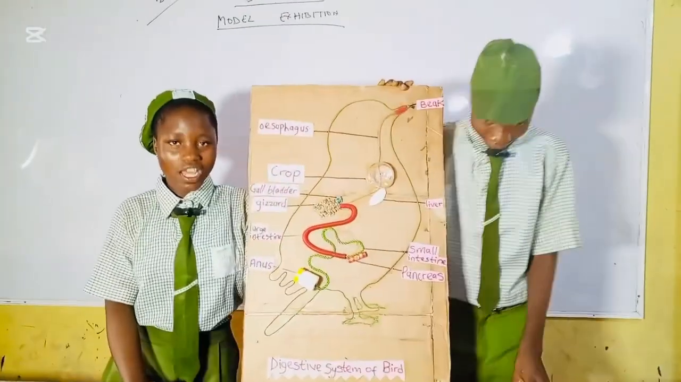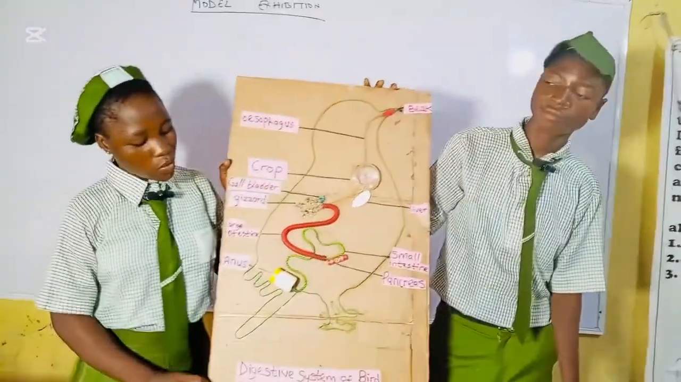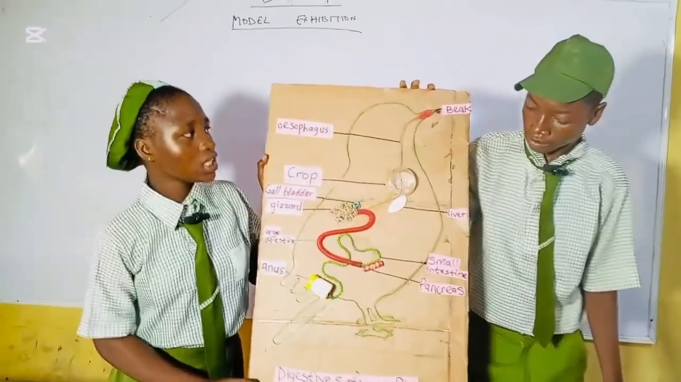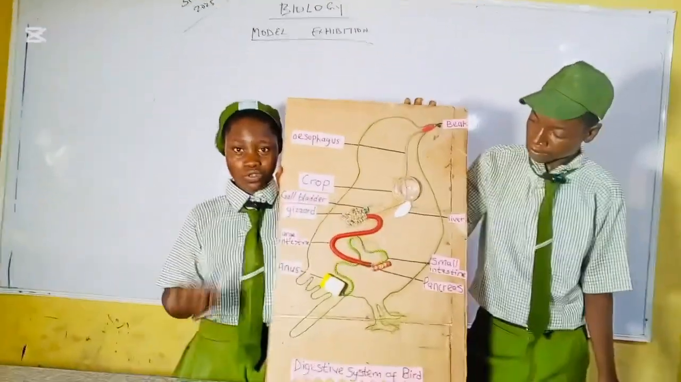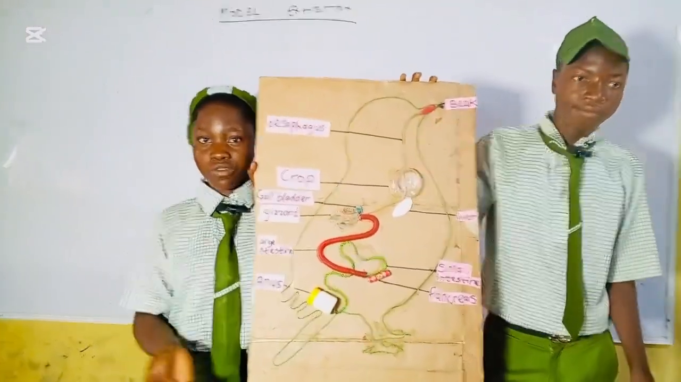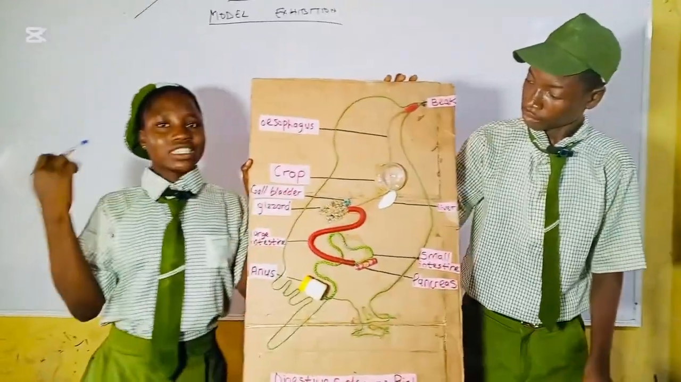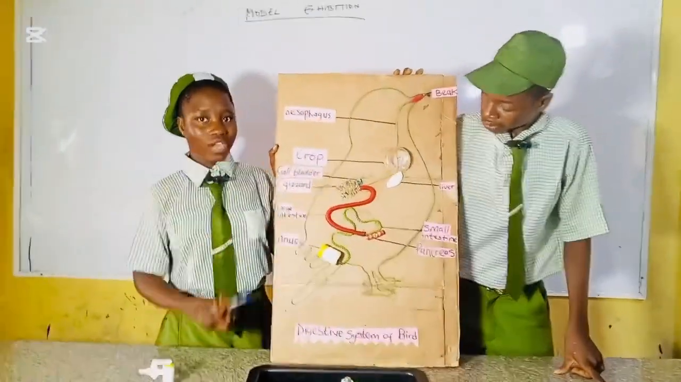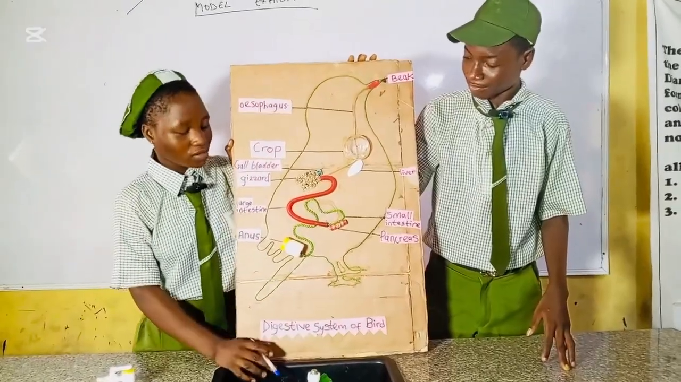My name is Kehinde Funmilayo and with me here is Salmi Amadan, and we are here with the digestive system of a bird. First of all, what is digestion? Digestion is the biological process in which food is broken down into smaller and absorbable components. What is the digestive system? The digestive system is the group of organs working together to process food.